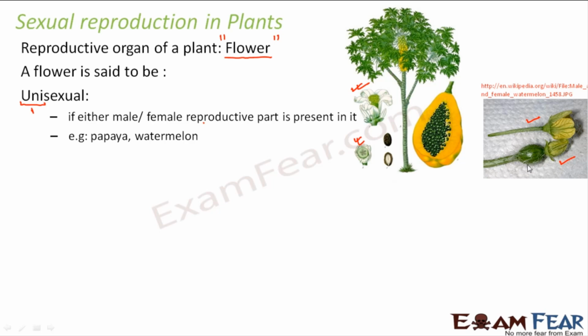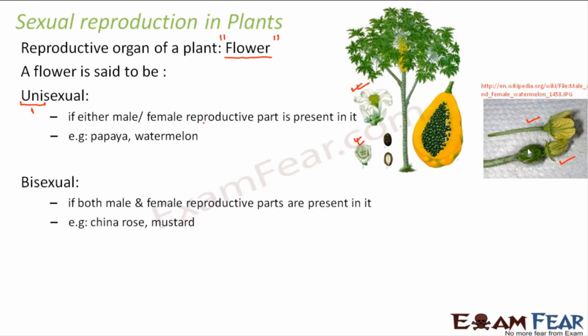So the female flower has an additional swollen structure. Right? So what are these structures that we will discuss in the next slides. But for now, you just understand that there are some flowers which, even though they are of the same plant, will carry either the male part or the female part. Both will not be present in the same flower. So such flowers are known as unisexual.